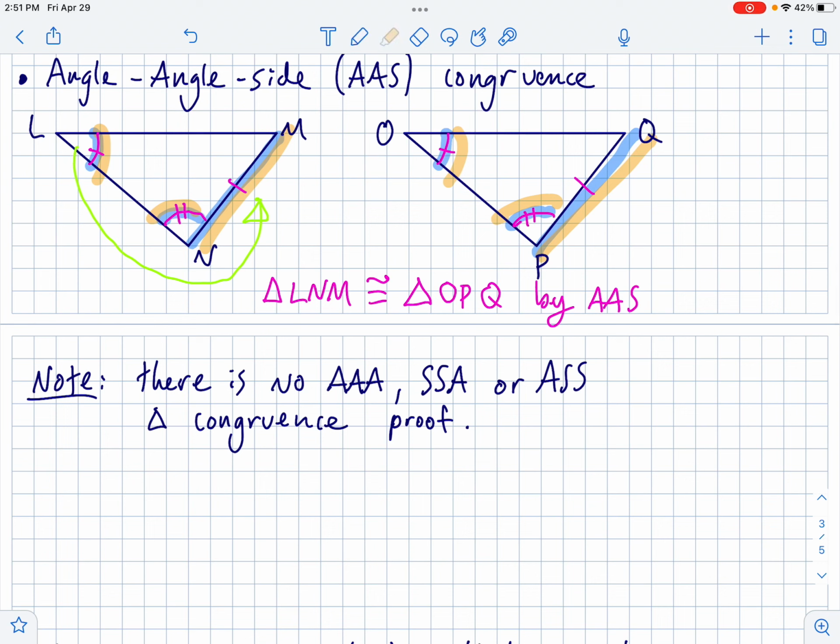Now, just a quick note before we do some examples. There is no AAA, there's no SSA, and there's no ASS. Yeah, just remember, you can't use bad words in math class. So there's no ASS, there's no backwards ASS, and there's no AAA either. Those do not work for triangle congruence. So if you show that this side, this angle are the same in both of them, wait a minute, no, there's no ASS or SSA. Those do not prove congruence.